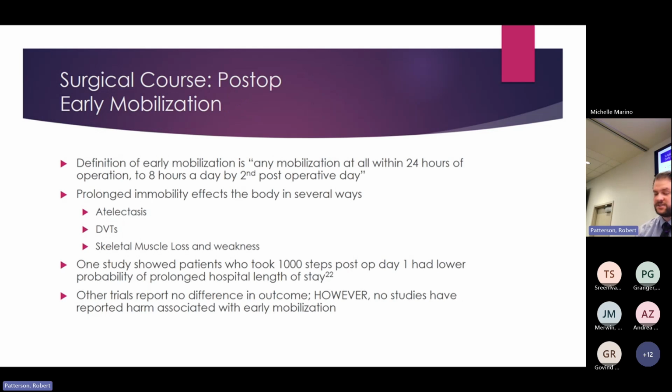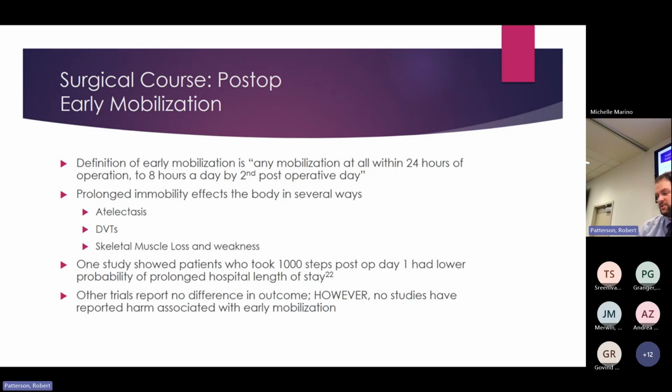So if we're able to keep these things under control, we can actually help our patients with early mobilization, which is not really a solid definition. So any mobilization within 24 hours or 8 hours a day of walking around by post-op day 2, which I don't know many people that would actually want to do that. Prolonged immobility can affect the body in several ways. So atelectasis, DVTs, and skeletal muscle loss and weakness. There was actually a study done on Division I athletes staying immobile for 24 hours, and they actually lost 1% of their muscle mass over those 24 hours.